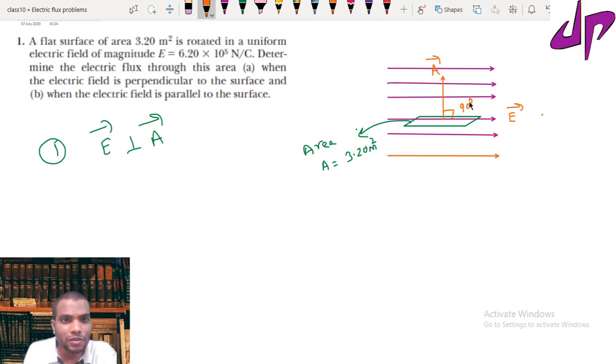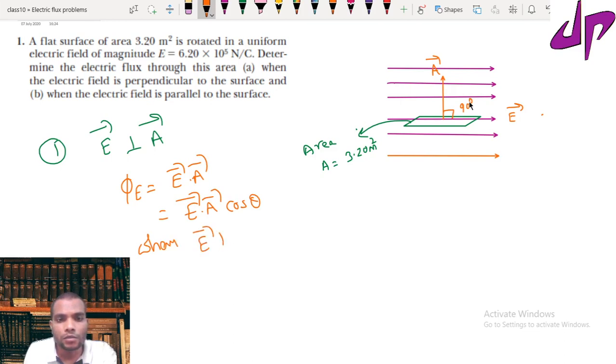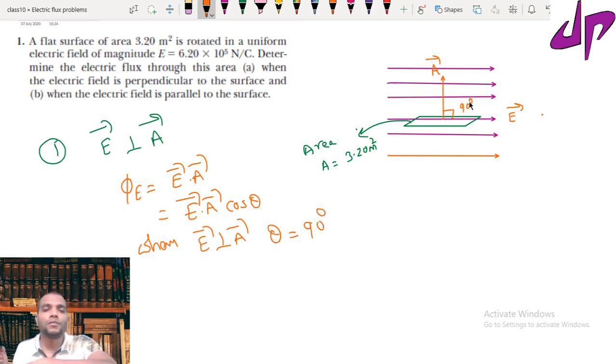Now in the first case, we need to figure out what the flux is. So the electric flux formula: phi suffix E equal to E bar dot A bar, which equals E times A cos theta. Now when E bar is perpendicular to A bar, then theta equals 90 degrees, because the electric field is exactly perpendicular to the surface area.